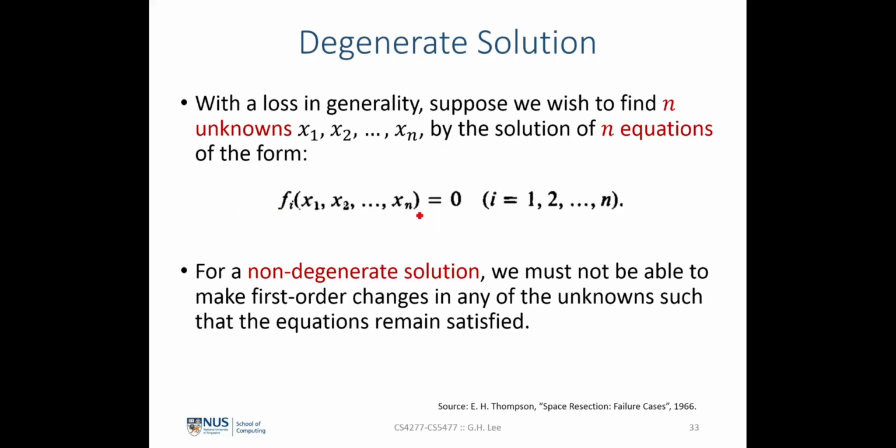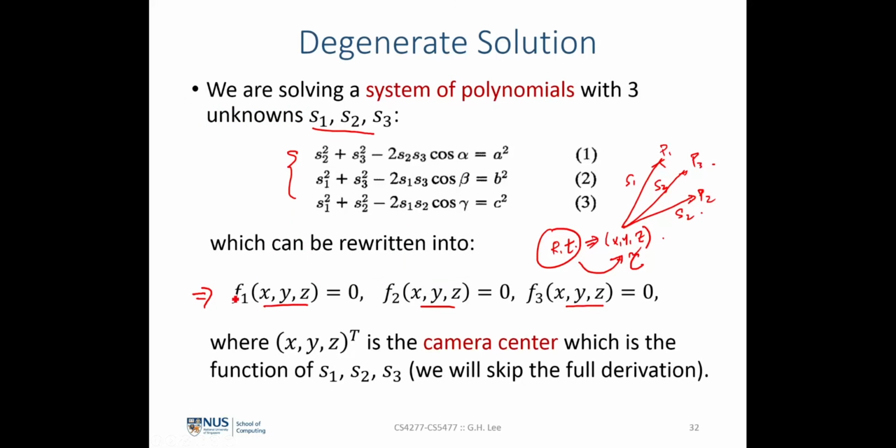Suppose that we have n unknowns in the system of polynomial equations and n equations, where I have f1 all the way to fn over here. So in the context of our 3-point algorithm that we have seen earlier on, this would simply be three equations and three unknowns, x, y, z.